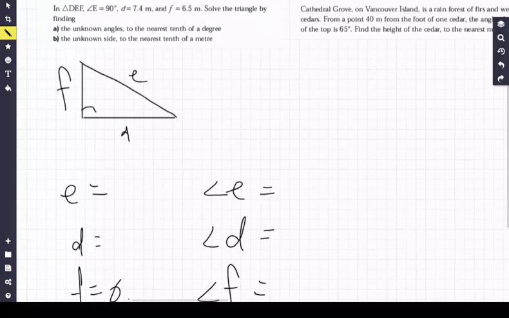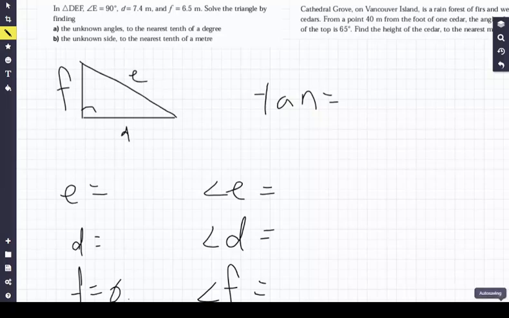Why? You'll understand. Because if you use tangent, you're going to deal with opposite over adjacent, which is F over D, which are the two given values. Because when you round, it's not going to be so accurate. So we're actually going to use tangent in this case. 6.5 divided by 7.4, and then we're going to inverse tan that answer. That's going to give us a degree.